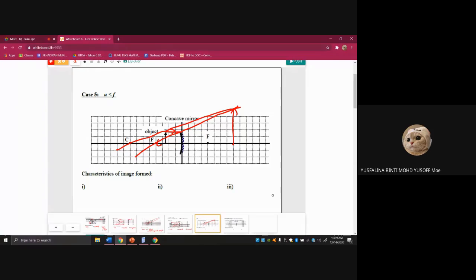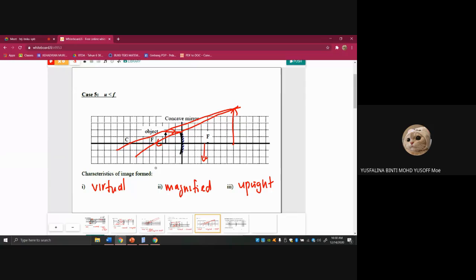So you can see the image is formed behind the mirror, right? So it should be virtual. And you can see the size of the image is bigger than the size of the object, so this one should be magnified. And also the last one should be upright, because it's like this. If inverted, it should be down like this. Right, so that's the last one.